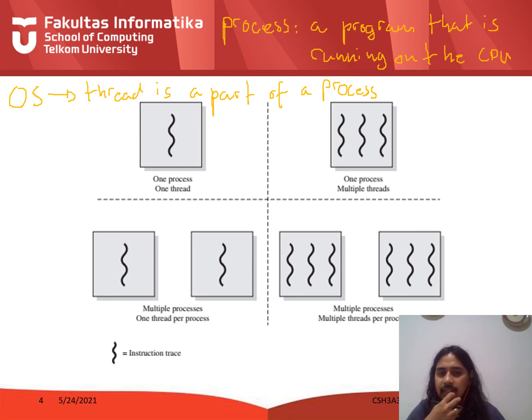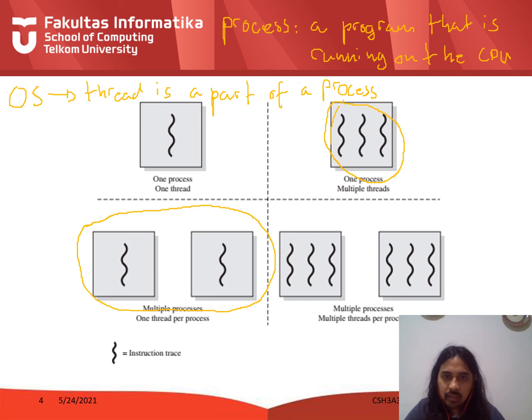As we can see in this picture, in the bottom left quadrant, it explains that two programs can run simultaneously, which means that they can run at the same time. And why do we need thread? Because in the top right corner, it shows that there's only one program, only one process running at the same time. But in that process, there are many threads that can run at the same time.